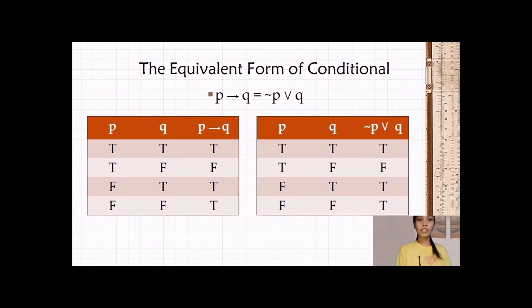Next is the equivalent form of the conditional. The conditional of P and Q is equivalent to the negation of P or Q, and you can see that the truth values of each are equivalent to each other.